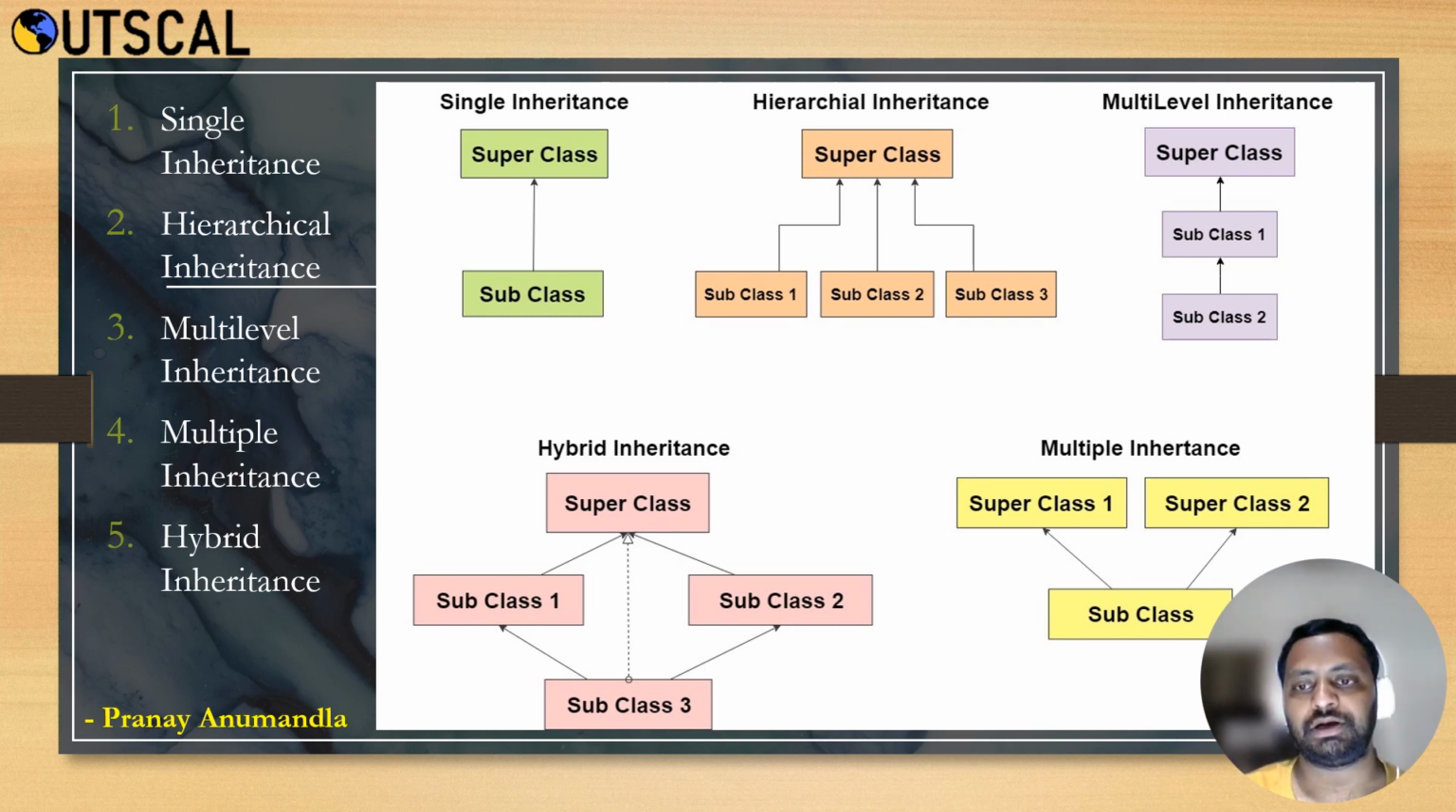This is hybrid and multiple inheritance. Multiple inheritance is nothing but the child class having more than one base class. Hybrid inheritance, as the name indicates, is a combination of more than one type. It will be a combination of single and hierarchical. It might be single and multi-level, or single and multiple, like that.